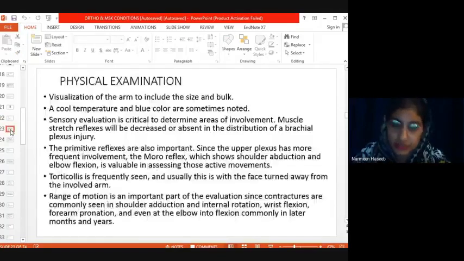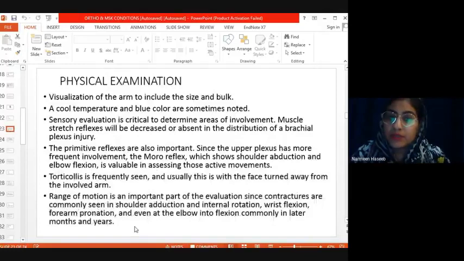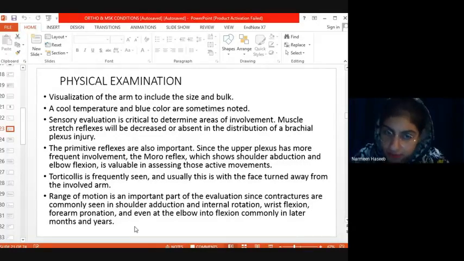Physical examination. While doing physical examination, you need to know the visualization of the arm to include the size and bulk, cool temperature in blue color. Sensory evaluation is critical to determine the areas of involvement. Muscle stretch reflexes will be decreased or absent in distribution of brachial plexus injury.